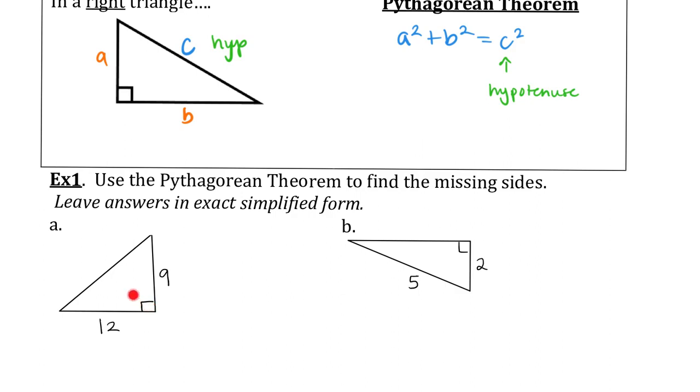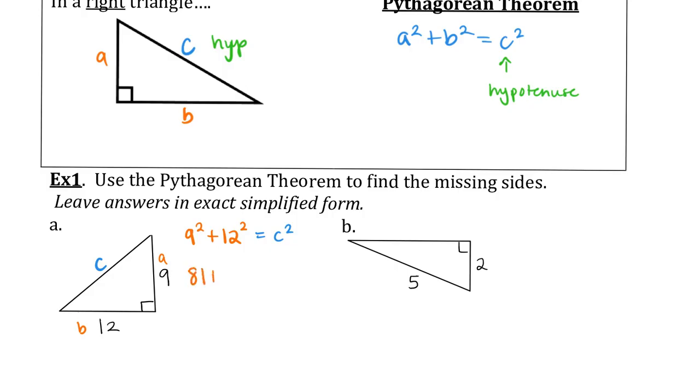The right angle is here. The side opposite is the hypotenuse, which is going to be my c. There's no letter on it, so I'm going to go ahead and just call it c. If that's c, then the other two sides could be a and b, and it does not matter which one's which. So I'm going to say a squared plus b squared equals c squared, and c is our missing side, so I'm going to leave it as c.